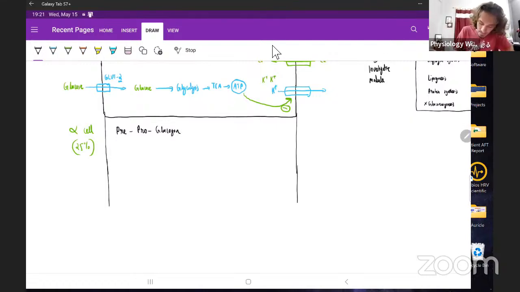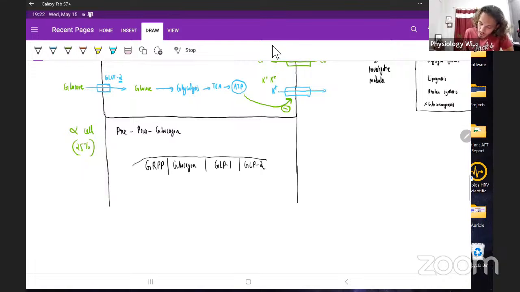So this large peptide has various components in it. This GRPP is glycine related polypeptide. Then there is a component of glucagon. There is a component of GLP-1, another component of GLP-2. And some signal peptides, not mentioning over here. So imagine a large fragment like this, a pre-pro-glucagon. Now this is cut in various ways to get various products that we require.